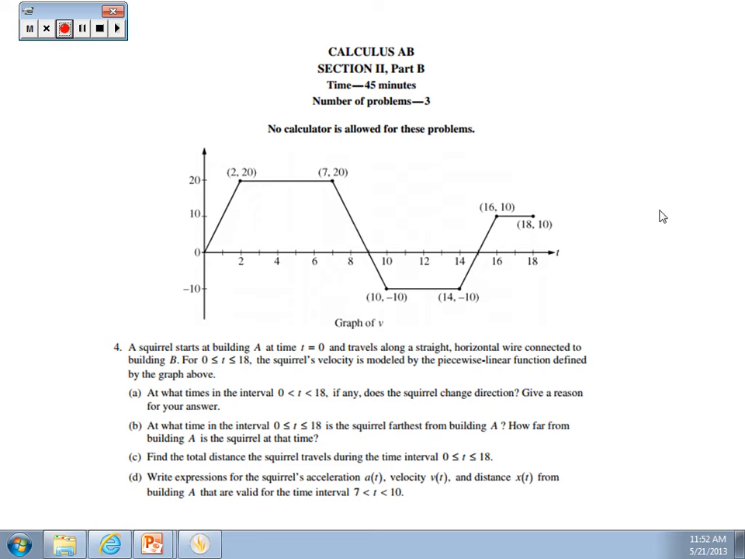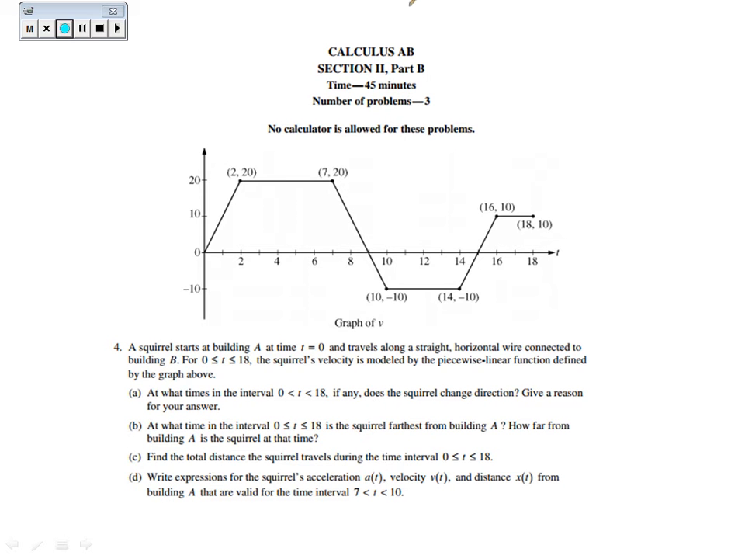This is the Form B 2010 Calculus A-B test, Section 2, Part B, and question number 4. A squirrel starts at building A at time equals 0 and travels along a straight horizontal wire connected to building B. For 0 to 18, the squirrel's velocity is modeled by the piecewise linear function defined by the graph above. So let's get started.